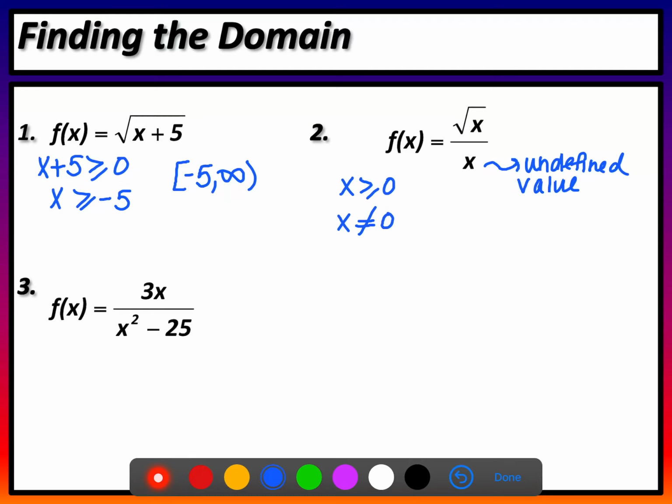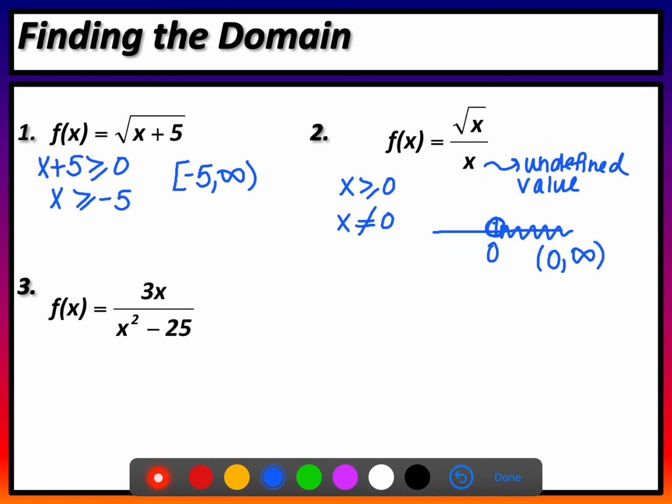So I want to combine these two statements here and make sure that I'm satisfying both of them. So the first one says greater than or equal to 0. So the greater than portion would be over here to the right. But the second statement says, well, no, you can't actually be equal to it. Okay, so to satisfy both, we're going to use an open circle, but we are going to be greater than 0. Okay, so my domain here is going to be 0 to infinity.